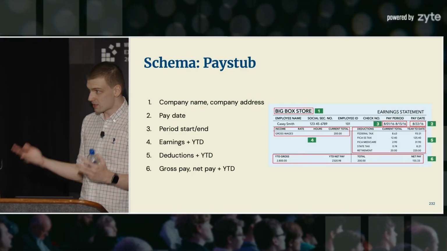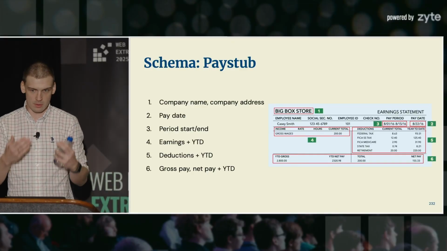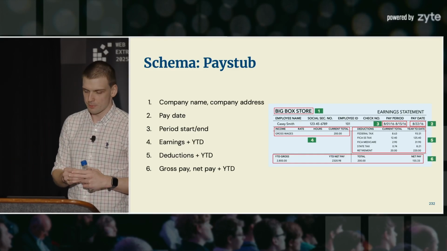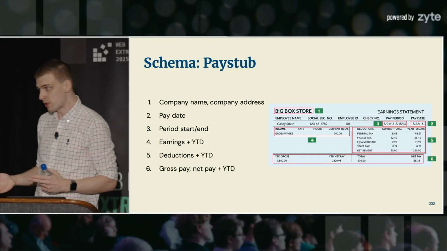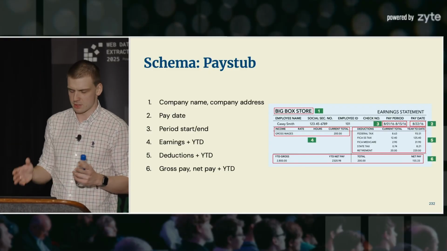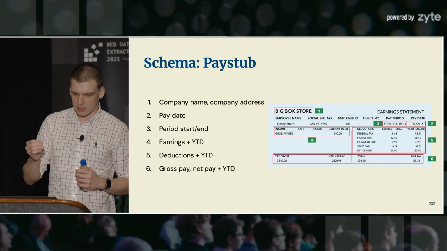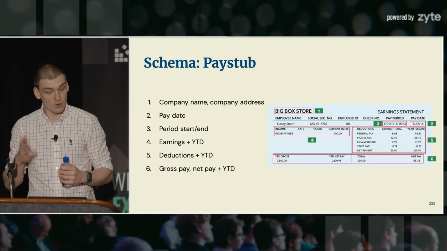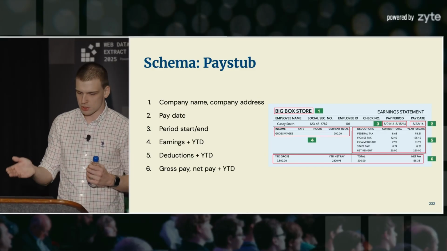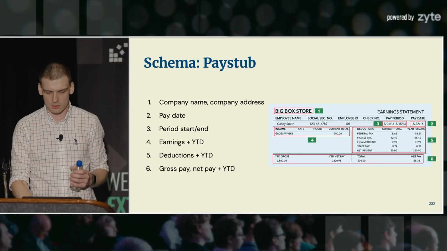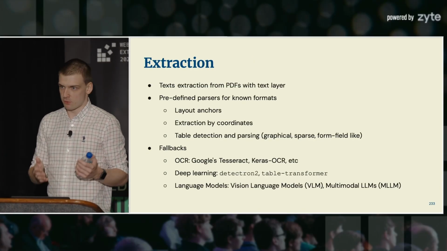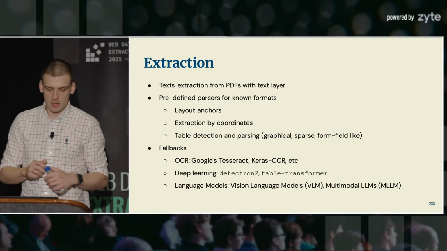First, we need to define a schema of data that we want to extract, and we use this throughout this talk. Since pay stubs are more common and more challenging, I will focus on them, but the same applies to W-2s. So we want to extract company name, company address if available, pay date, pay periods, earnings, deductions, gross, net pay, and year-to-dates. For extraction, we use whatever reliably works for the documents that we deal with.